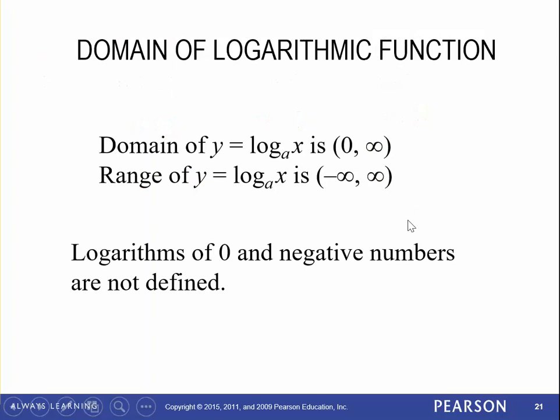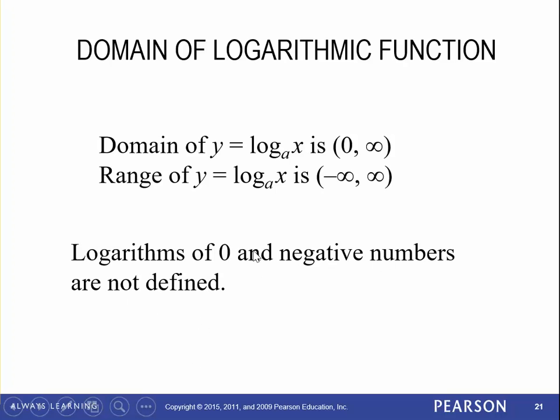Okay, now let's go to the domain. And so the domain of y equals log base a of x is going to be, it's kind of funny here, we'll take a look at it when we look at a graph, but not including 0, it's anything above 0. That's the domain. So there's no such thing as log of a negative number, or log base a of any kind of negative number. How about the range? And again, the range is going to be from negative infinity to positive infinity. So again, logarithms of 0 and negative numbers are not defined. There's no such thing.